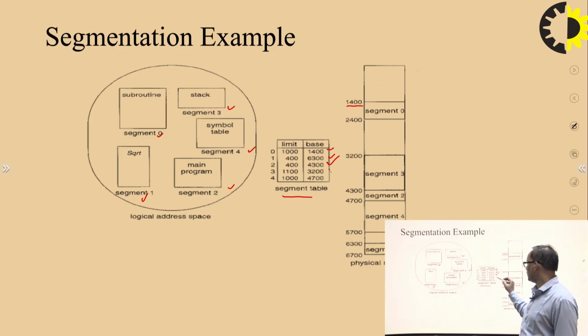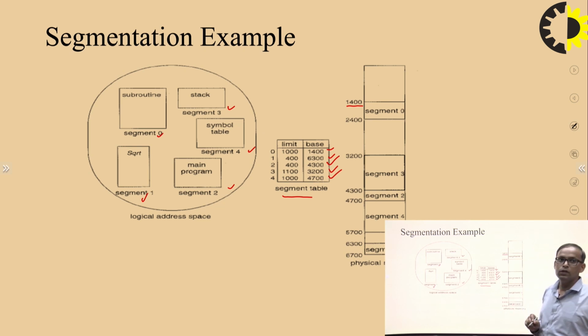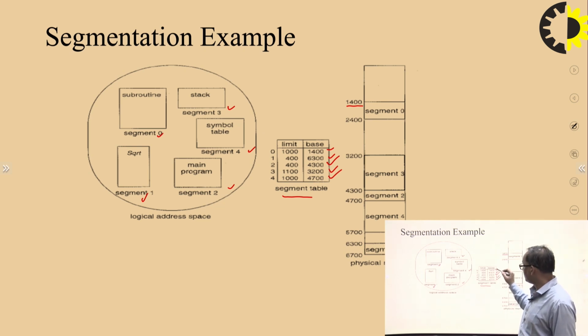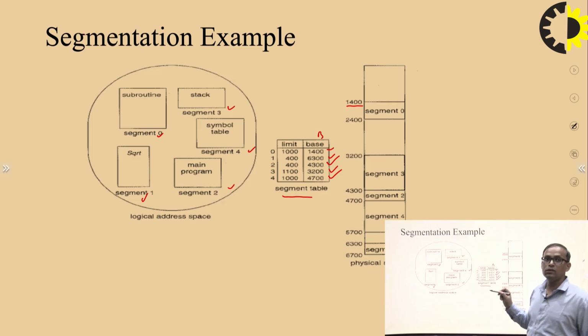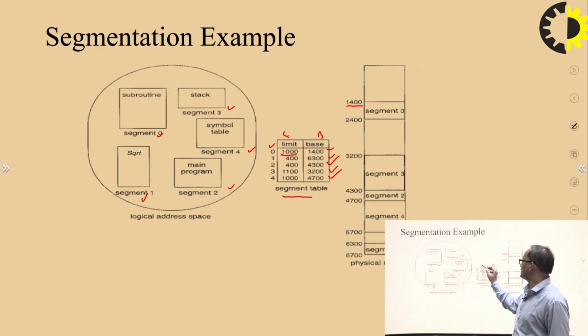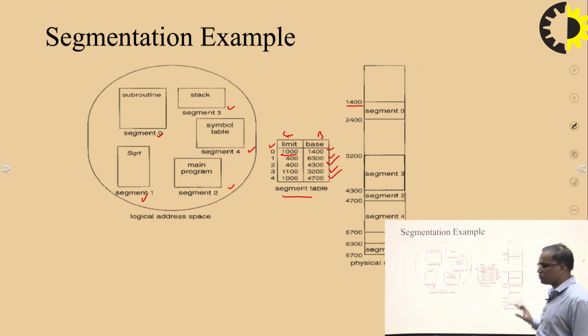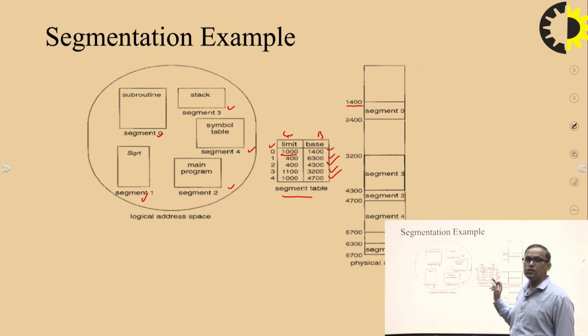The size of segment 3 is 3200, and the size of segment 4 is 4700. This is basically the base address, which means the starting physical address of that particular segment. It means 1400 is the first physical address of segment 0, 1600 is the first physical address of segment 1, and 4300 is the first physical address of segment 2. And this is the limit, which is basically the size. We have to load these segments into main memory.